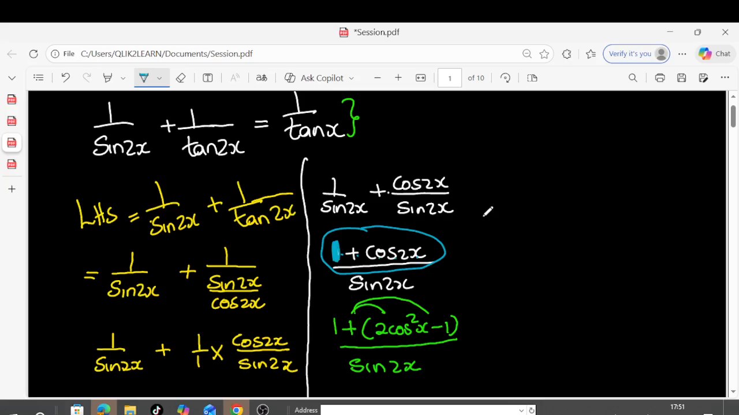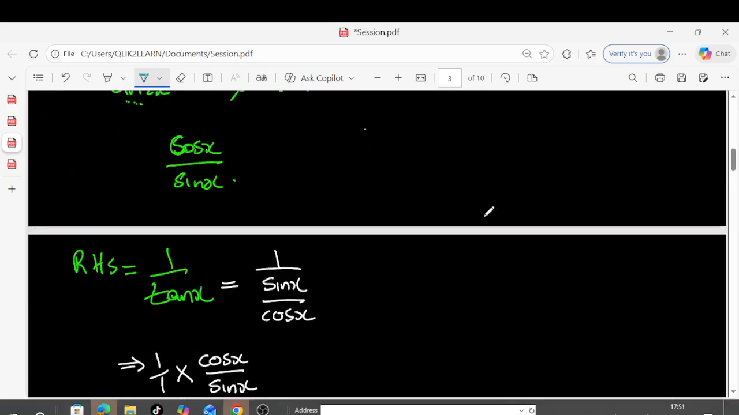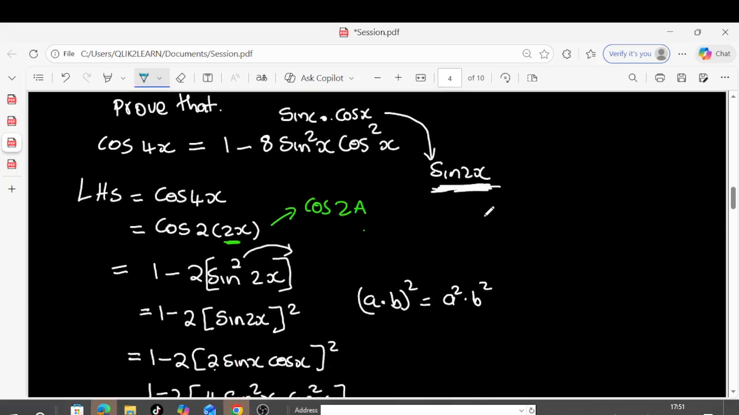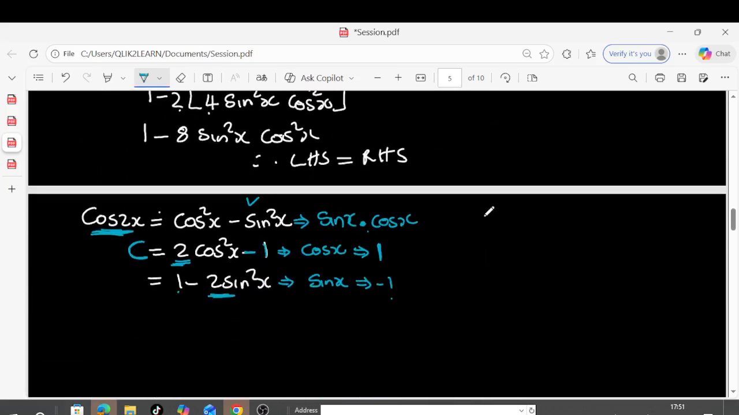Okay. So now I did try to explain when to use each formula. Let's apply this on the next example.